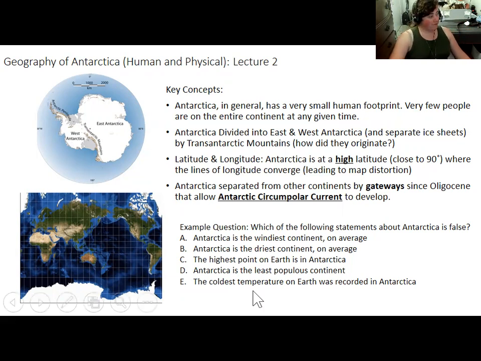So I've put one example question here about the various statistics of Antarctica. Example question: which of the following statements about Antarctica is false? A, Antarctica is the windiest continent on average. B, Antarctica is the driest continent on average. C, the highest point on Earth is in Antarctica. D, Antarctica is the least populous continent. E, the coldest temperature on Earth was recorded in Antarctica.